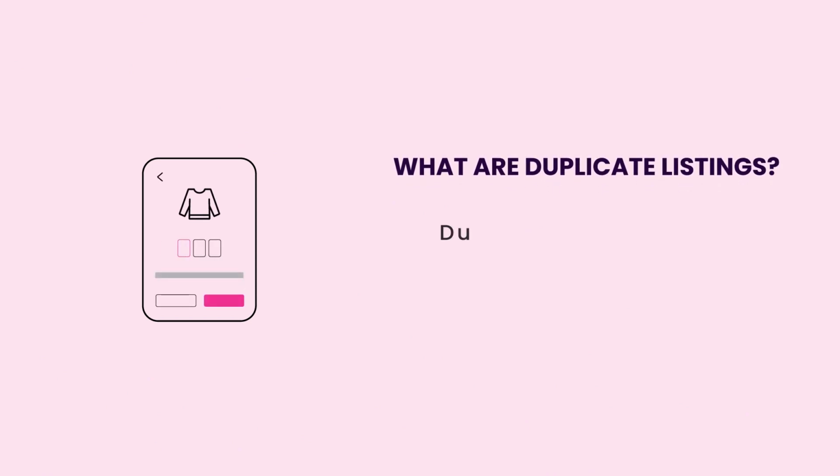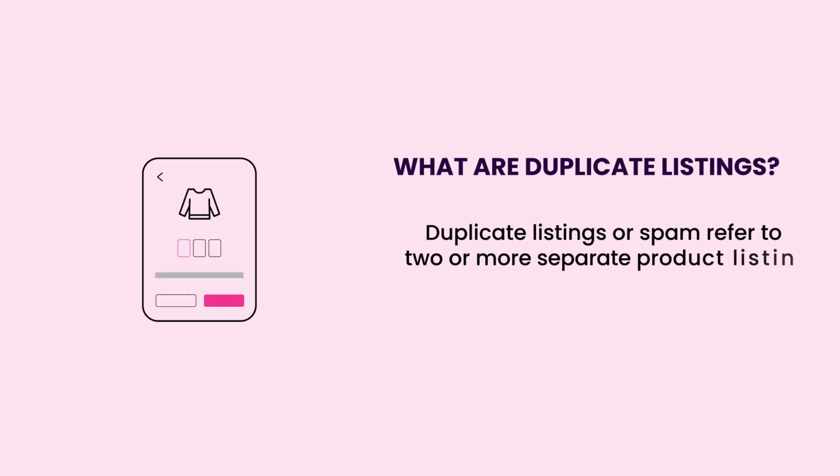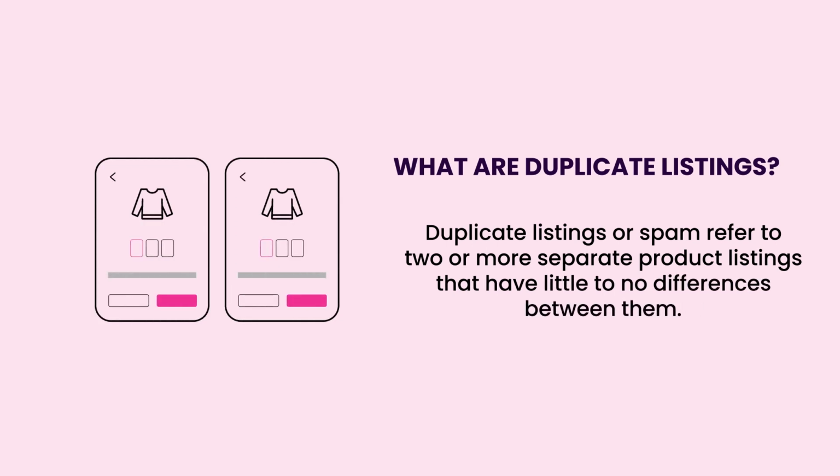Let's start by understanding what duplicate listings are. Duplicate listings or spam refer to two or more separate product listings that have little to no difference between them. And in order to maintain a positive experience for all buyers, Meesho prohibits sellers from engaging in duplicate listings.